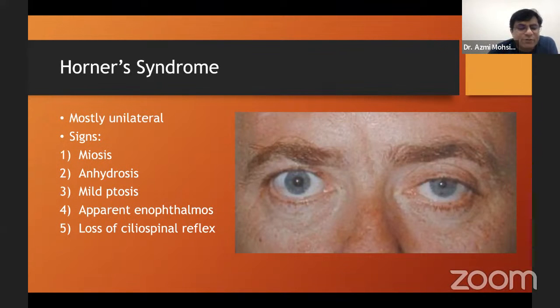Then apparent enophthalmos. Eyeballs also have a fixed position in the orbit. They do not touch the roof, nor the floor, nor the medial wall, nor the lateral wall, and even in the anterior posterior axis they have a fixed position. If they pop out, that is exophthalmos. If they sink in, that is enophthalmos.